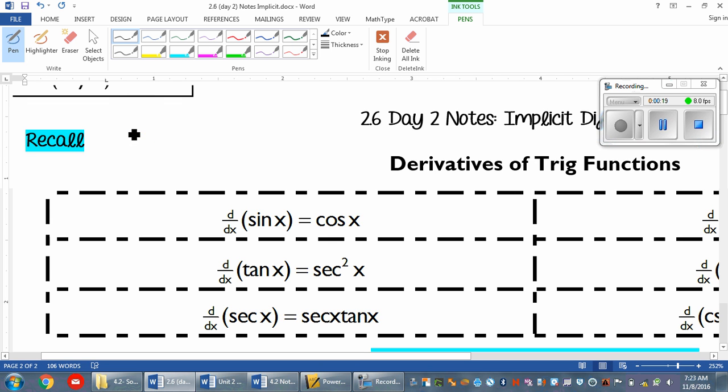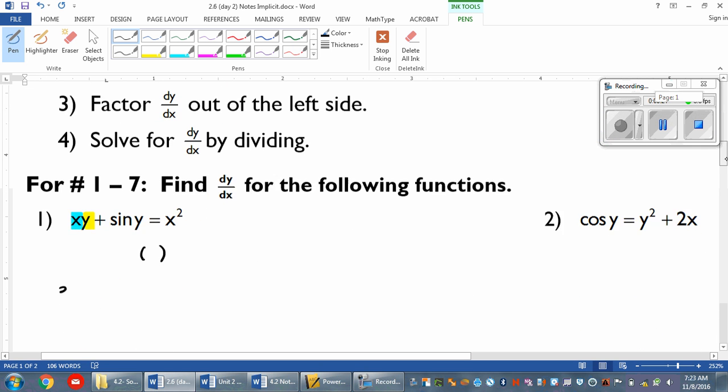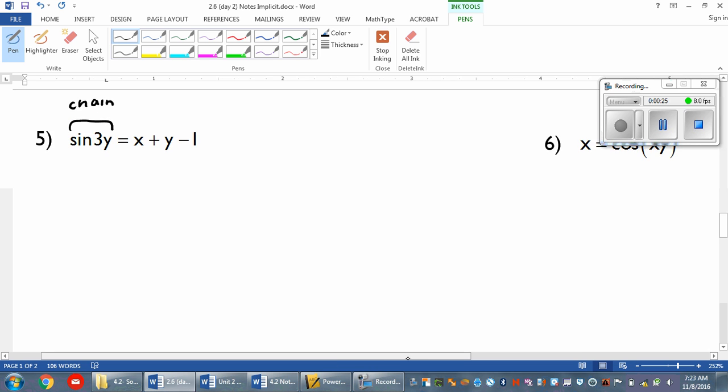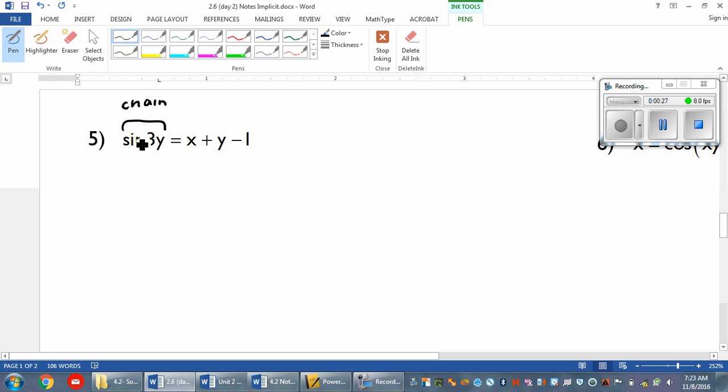Sorry, I don't know how that happened. Okay. First thing I'm going to do is take the derivative of my outside. Sine goes to cosine, and then leave 3y the same. I did not take the derivative of a y yet. All I did was take sine to cosine. So I don't add dy over dx yet.